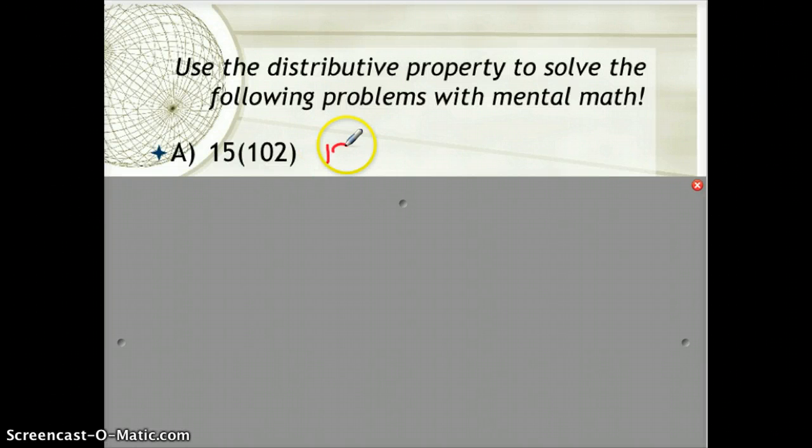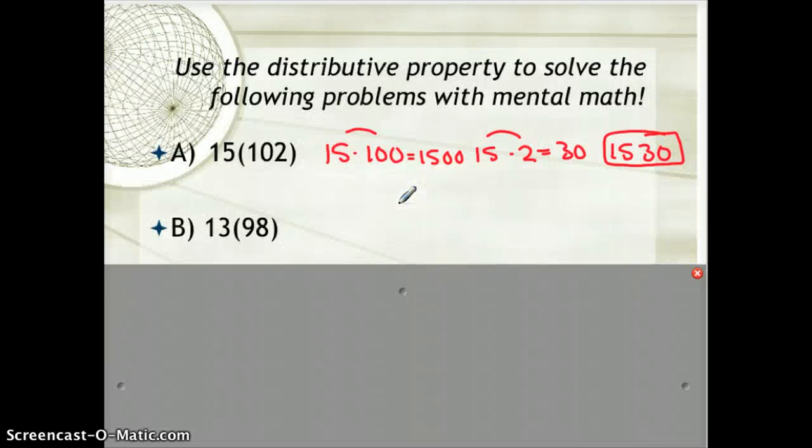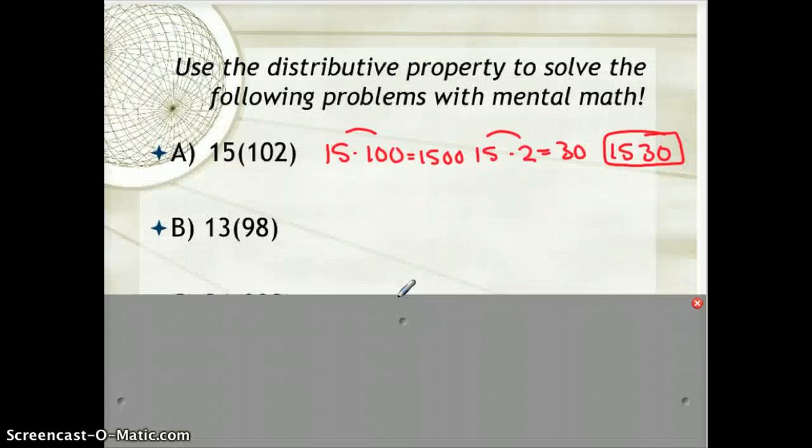You probably did 15 times 100 in your head, and you probably did 15 times 2. And you noticed this was 1500 and this was 30. And then you probably added those to get 1530. So you used the distributive property even though you didn't know you were using it. You took this 15 and multiplied it by 100 and then by 2. A lot of people don't know that you can use it with problems like this as well.